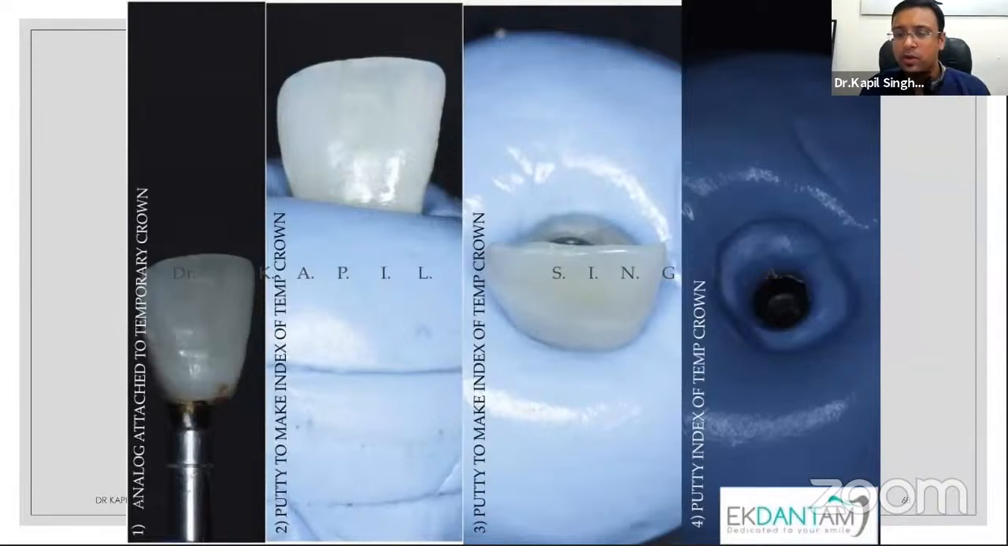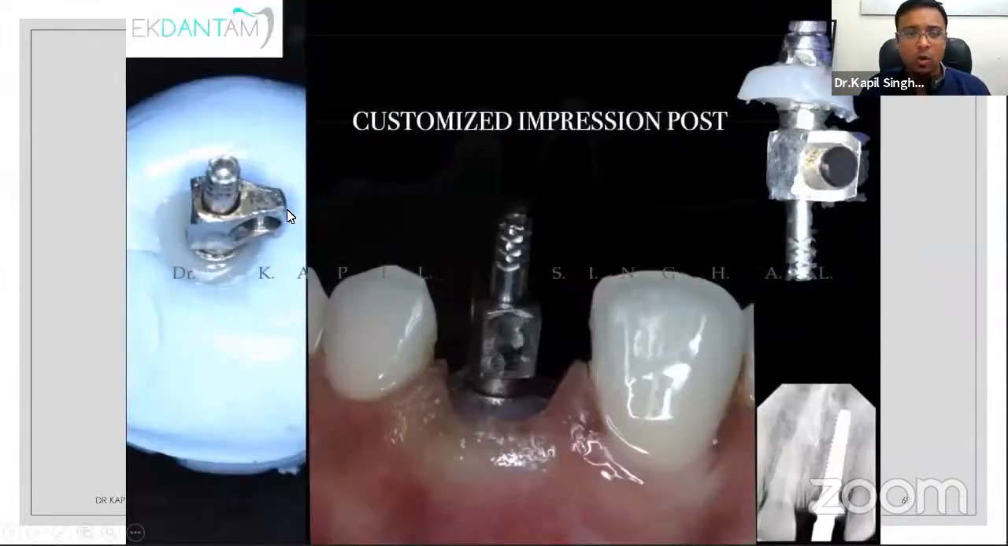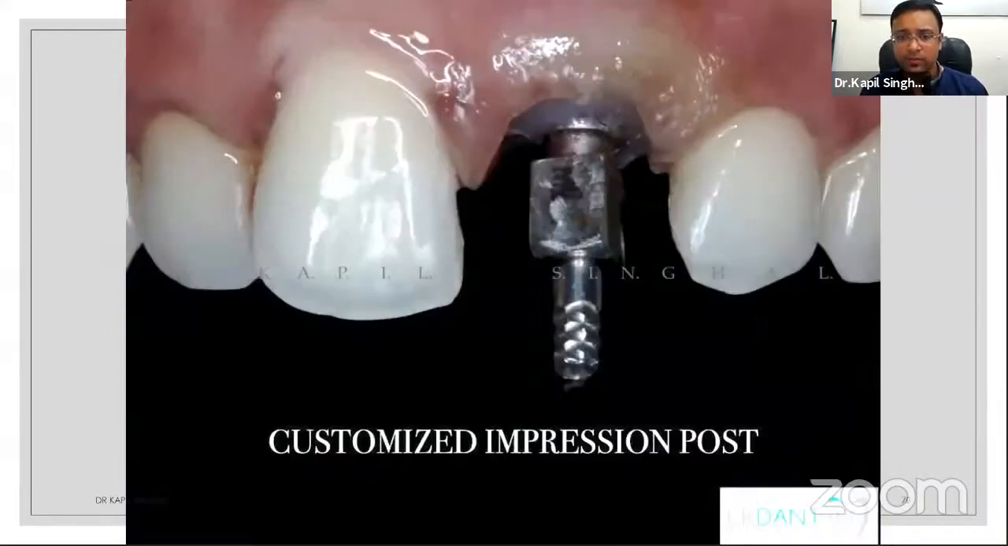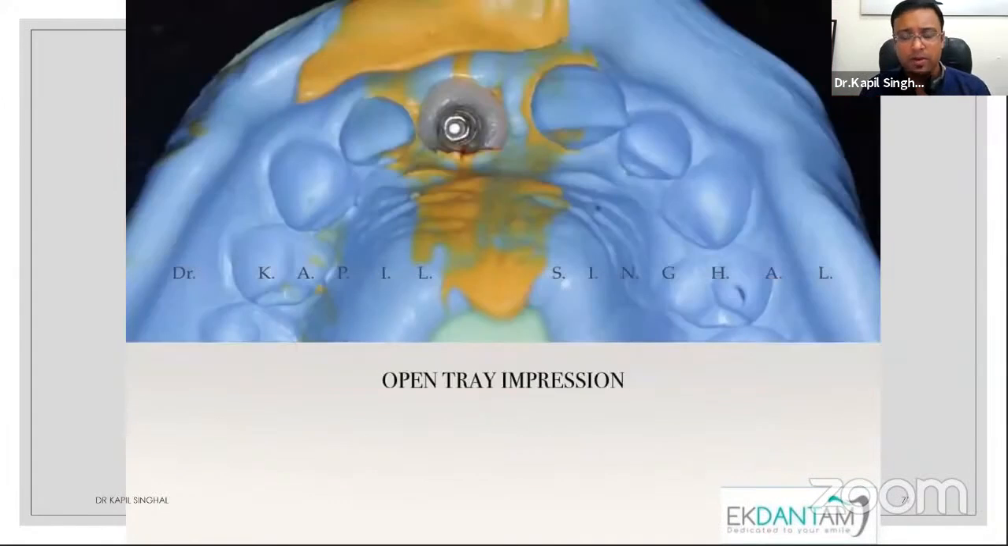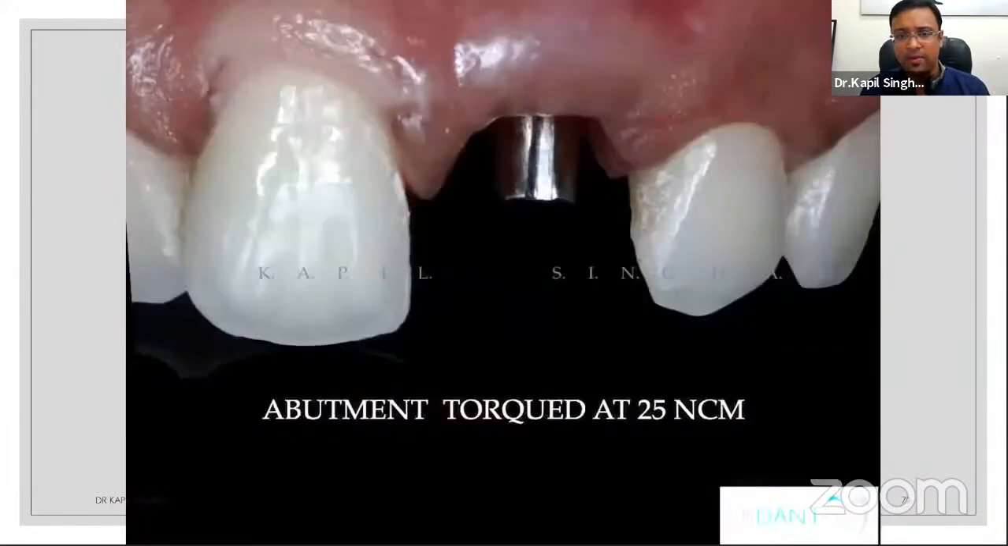Now you put an impression post over this putty and flow composite around that area. So basically now you get an impression post that is customized according to the tissue architecture that the temporary has created for your patient. In this slide I have fixed that open tray impression post in the patient's mouth, and we took the impression of the patient. So this is the open tray impression.